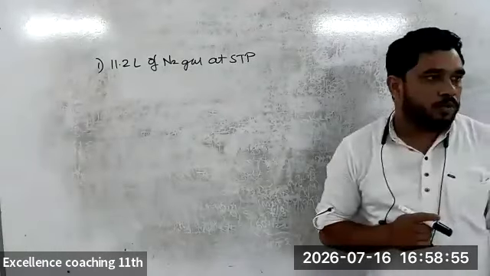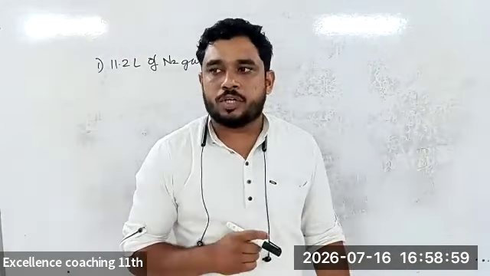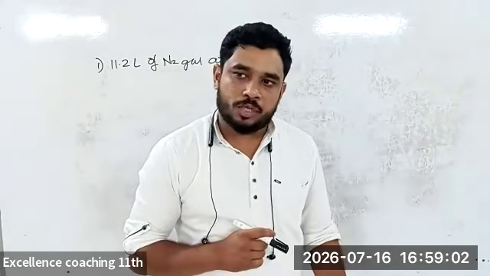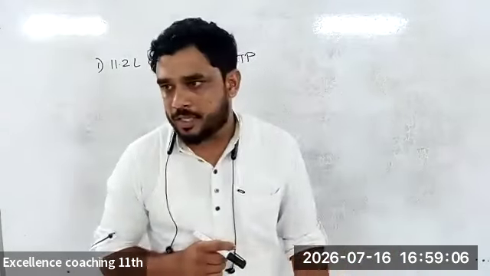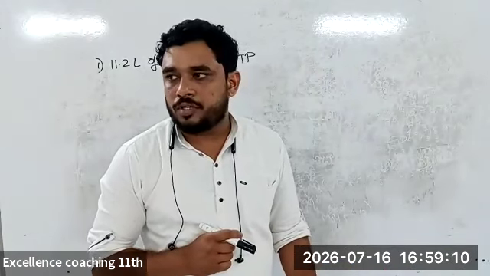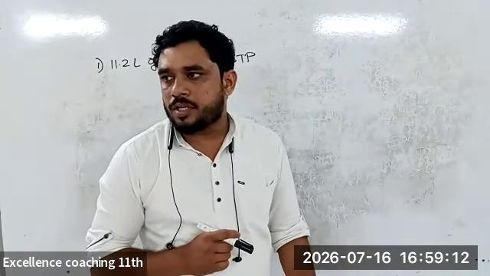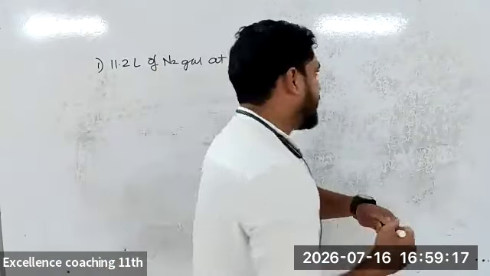You know the formula for number of moles? How many formulas are there? Three. Number of moles is equal to given mass upon molar mass, then volume at STP upon 22.4 liters, and the third one is number of molecules upon Avogadro's constant. So which formula will I apply here? I will better write that formula.